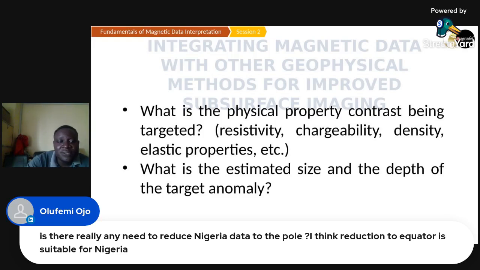How resistive is the body that we're looking for? Another property is the density. I think for density, we basically make use of the gravity method. For chargeability, IP. For resistivity, we use the electrical resistivity method. And then for elastic properties, in most cases, we make use of seismic refraction. Seismic reflection is usually for deep-seated mineralization.